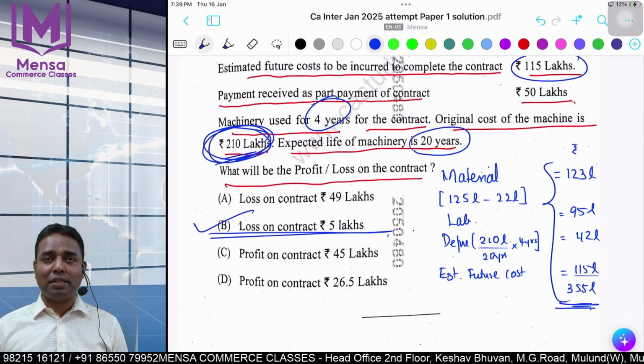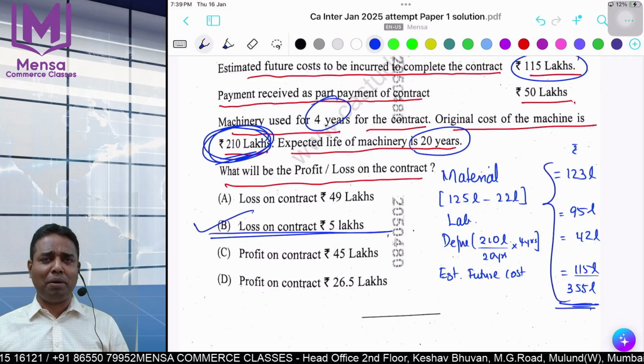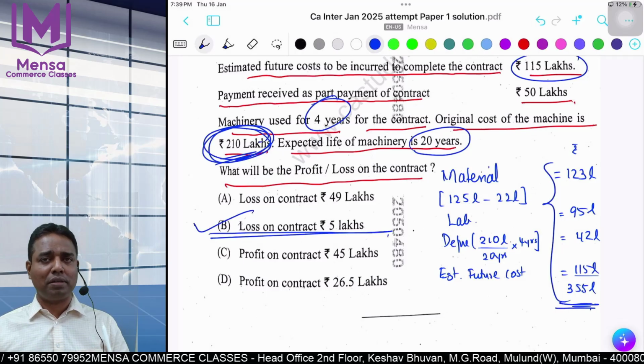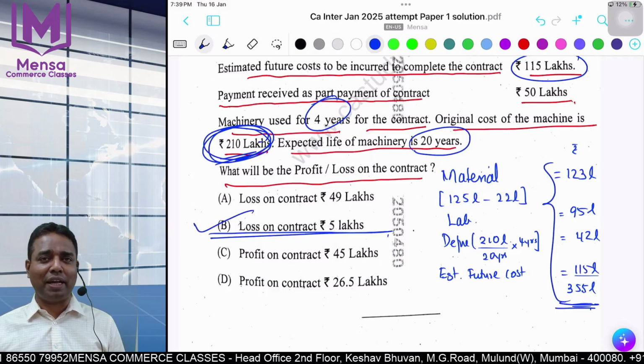Hope it works. Then we'll discuss the remaining next time. Very important part, 30 marks, and not very tough, but if you do it, it will increase your aggregate. Thank you very much.